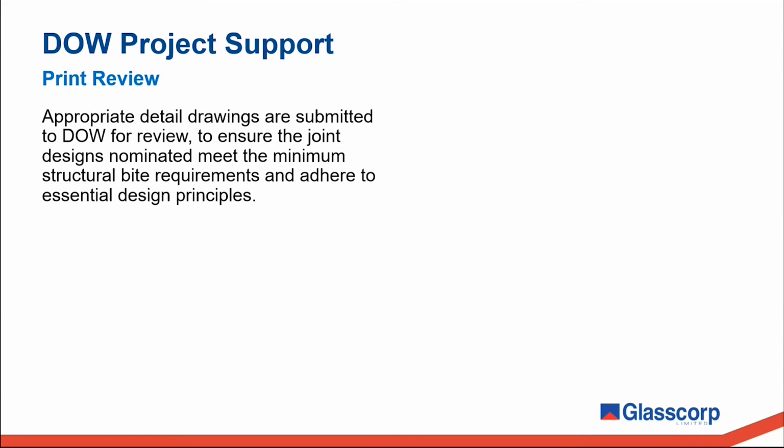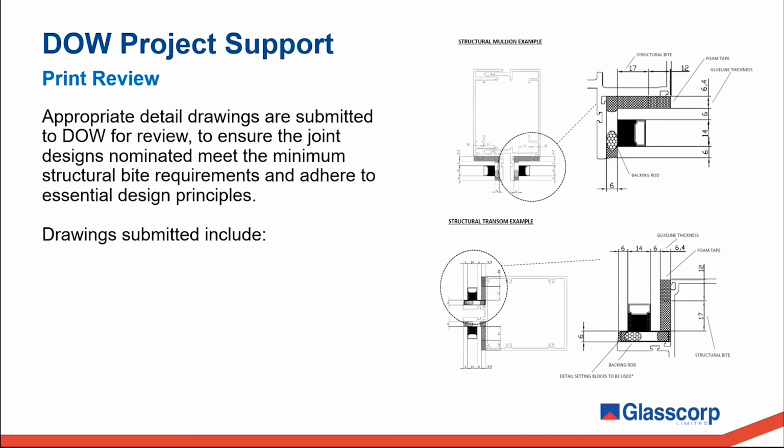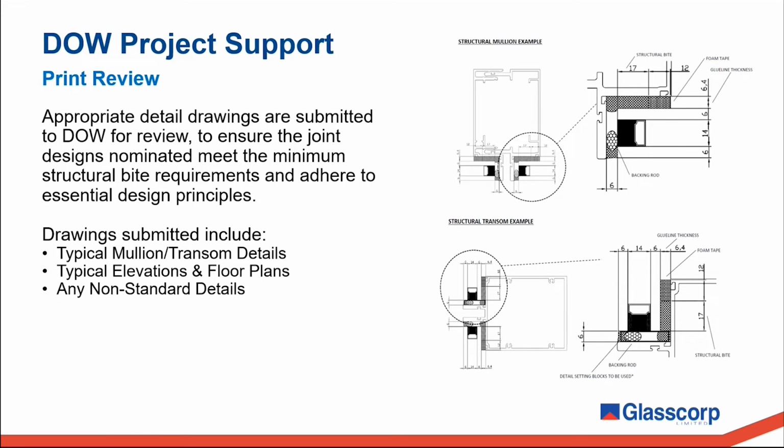In addition to the project details form, we also need to submit relevant detailed drawings to Dow for review. They will verify that the structural joint designs being used meet the minimum structural bite requirements and adhere to those essential design principles that I mentioned earlier. The types of drawings we would submit include typical mullion transom details, typical elevations and floor plans, and any non-standard details.